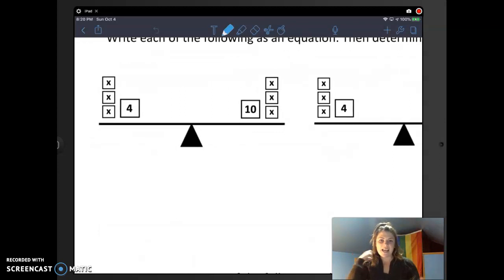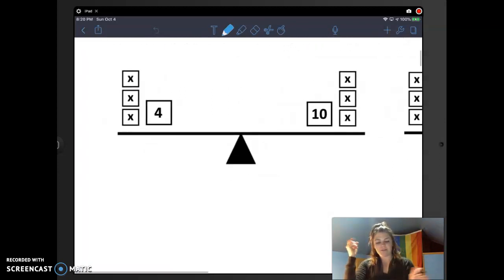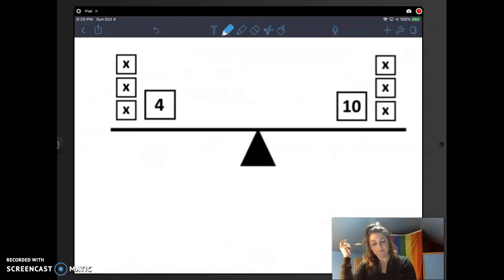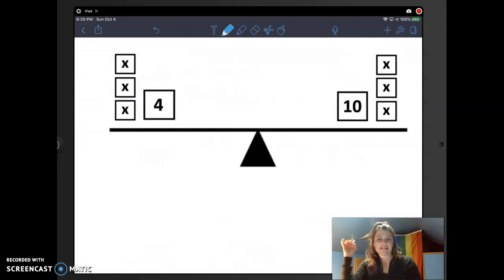This is a balance, and so it's the same idea as a hanger. And we want to know, is it always true that these two sides are equal? Is it sometimes true or is it never true? So let's take a look. We know that x's have to be the same, right? They could be any number. We don't know what they are yet, but they have to be the same.